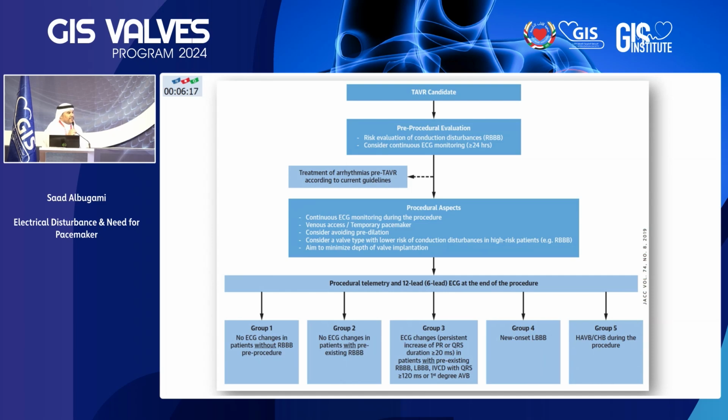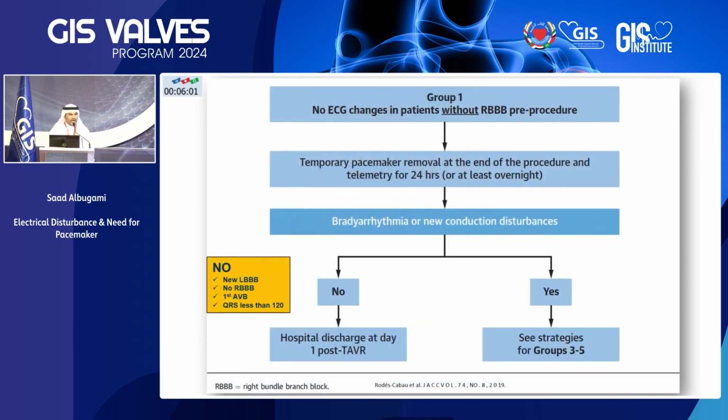There is an expert consensus report from the American College of Cardiology looking into these patients and trying to standardize the way we treat them. They look into the ECG following device implantation and classify patients into 5 groups. Group 1: patients without pre-existing conduction disease who develop no change during the intervention. Usually they remove the pacemaker wire at the end of the procedure and the patients are observed overnight. If there are no changes, they can be safely discharged the next day.